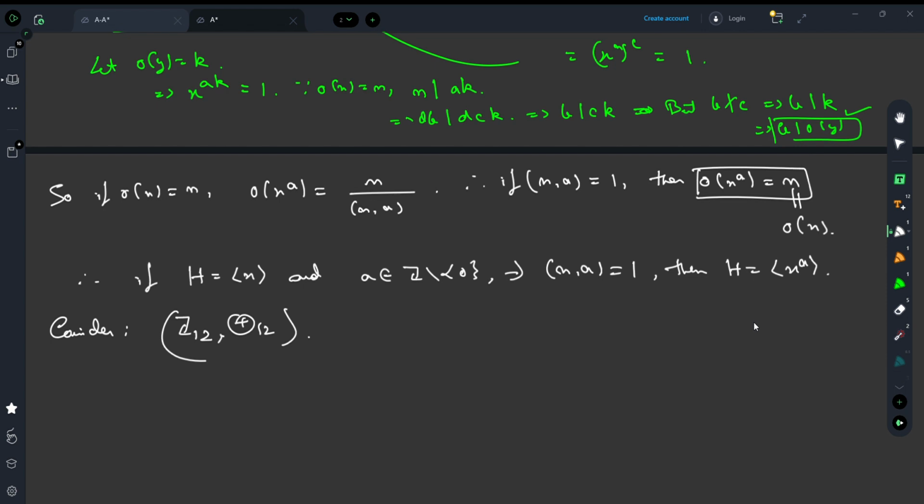One is indeed a generator, right? So one is indeed a generator. But my question is, what are the other generators? Okay, what are the other generators?